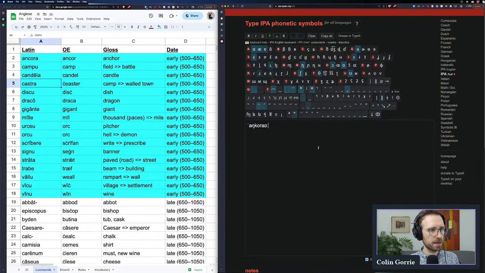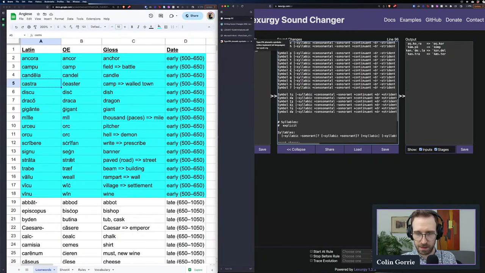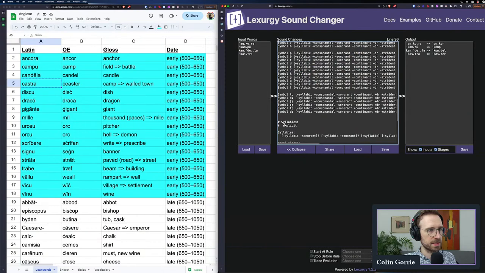K to ch, and do we have the ligature in the symbol set? We don't even have ch. This is going to be potentially a problem. We need to add it. So let's get ch in, and j for that matter. There we go. Let's get these into Lexurgy.